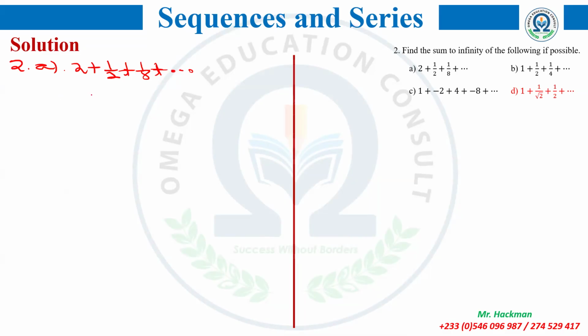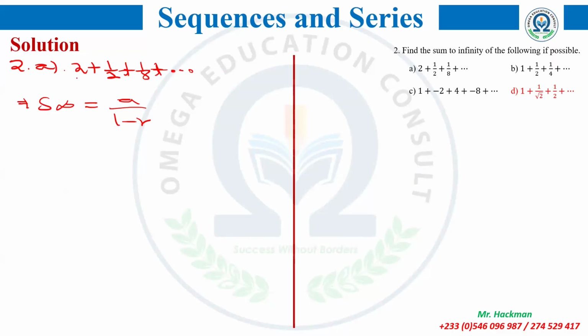Okay, so let's see. We know for the sum to infinity to exist, your common ratio must satisfy a particular value. So in this case, I'm going to write the sum to infinity, which we know will be equal to A over 1 minus R. Is that not it? That's the formula.